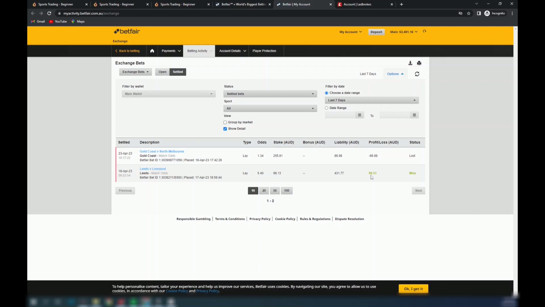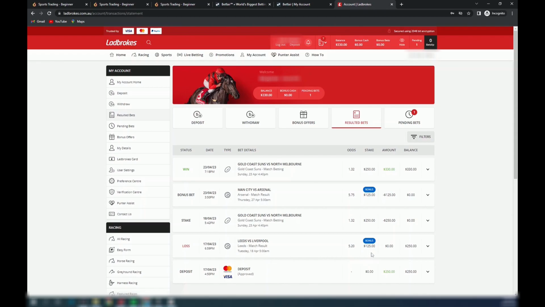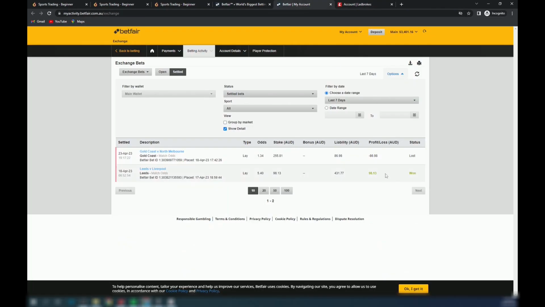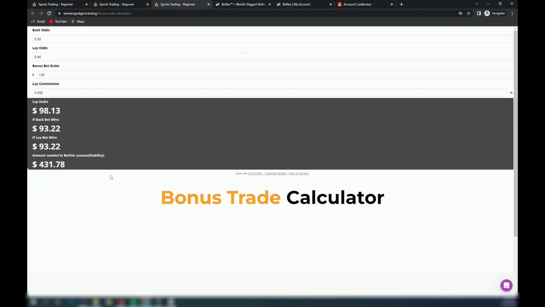And that gives us $93.22. So we've lost our bonus bet here, which equates to $0. We've lost $0 in our bookmaker bet, and we've won 98.13 times 0.95, which is 93.22. That gives us our profit of $93.22, which, as we can see on our initial bonus trade on the calculator, says if back bet wins, we win $93.22. So it was exactly right.